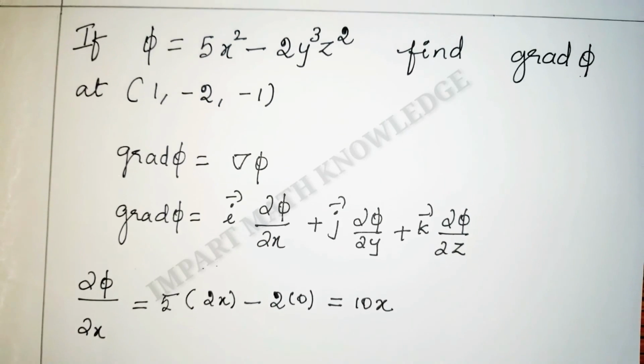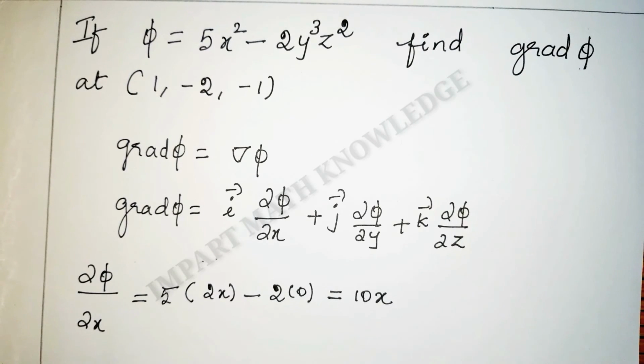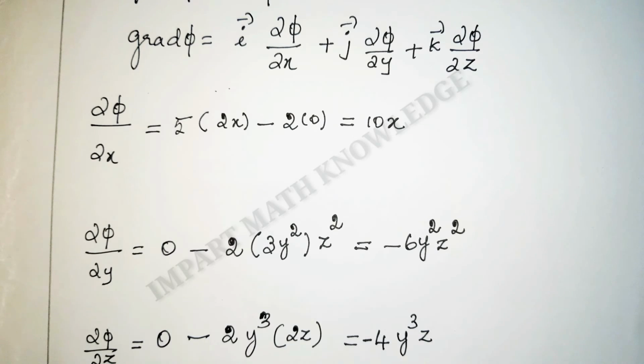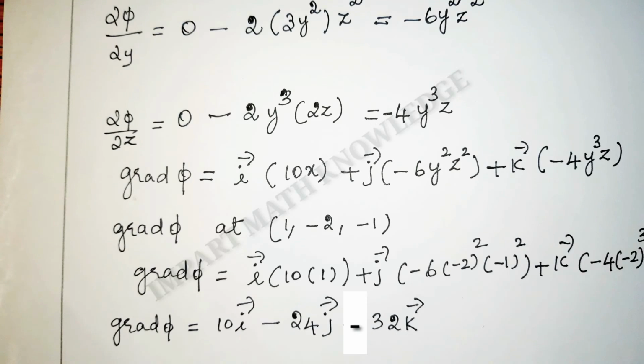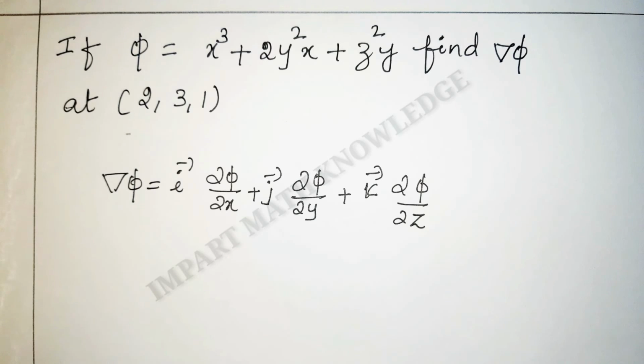Let me repeat. The question is phi is equal to 5x square minus 2y cube z square. We have to find grad phi at the point 1, minus 2 and minus 1. So first you have to write del phi and you have to differentiate phi partially with respect to x, y and z. Then you have to find grad phi at the given point. For a clear understanding, I will explain one more problem.